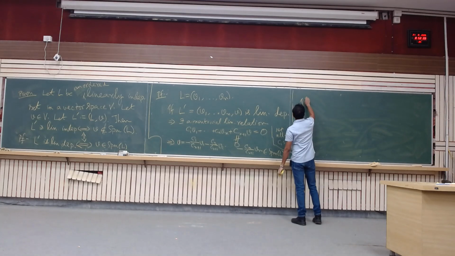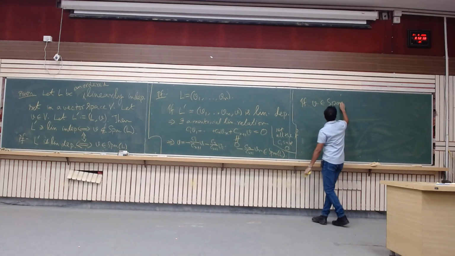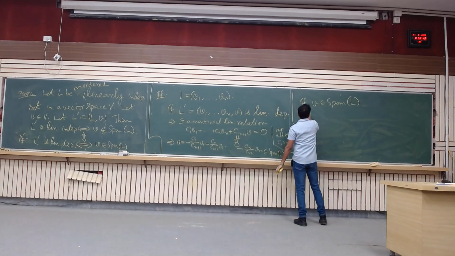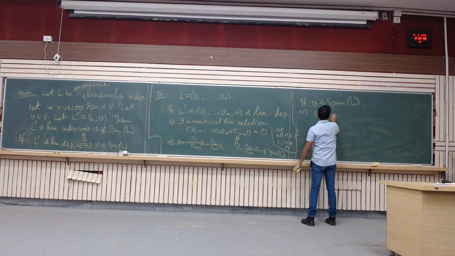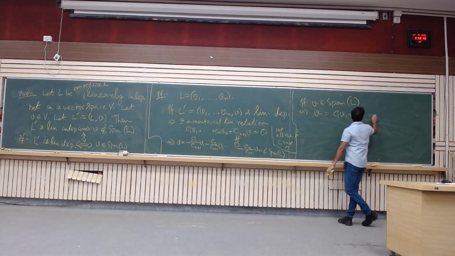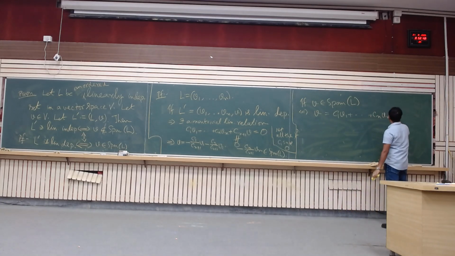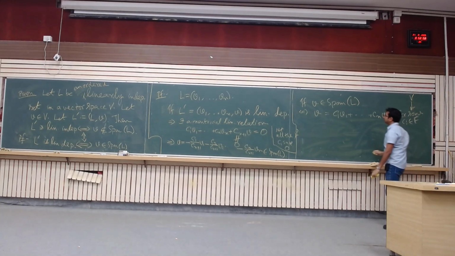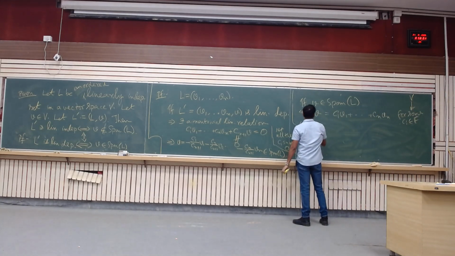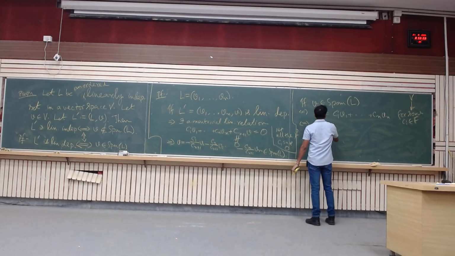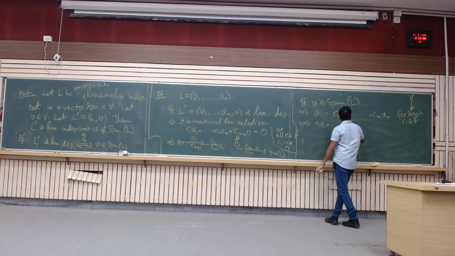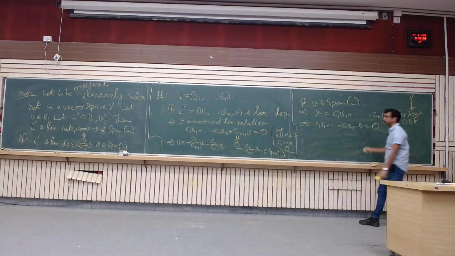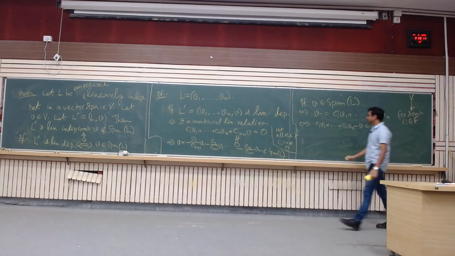On the other hand, if V is in span L, that would imply, and this is if and only if, that V is equal to C1 V1 plus dot dot dot plus Cn Vn for some Ci in the field F on which the vector space V is defined. And that would imply that C1 V1 plus dot dot dot plus Cn Vn minus V is equal to 0, a linear relation.